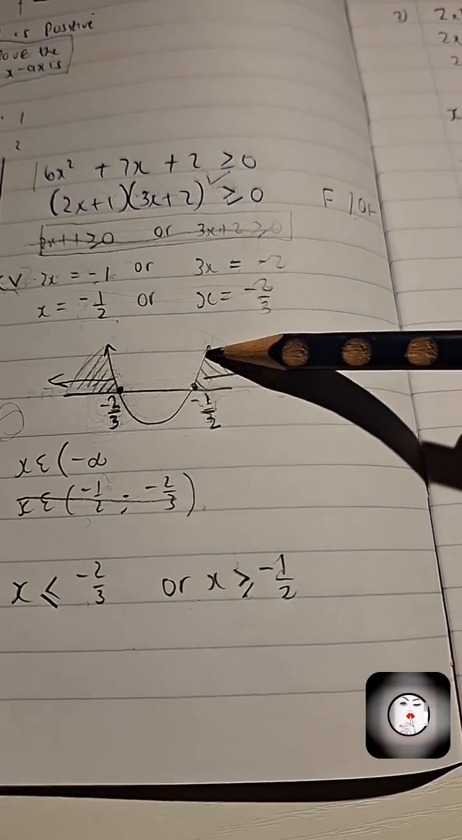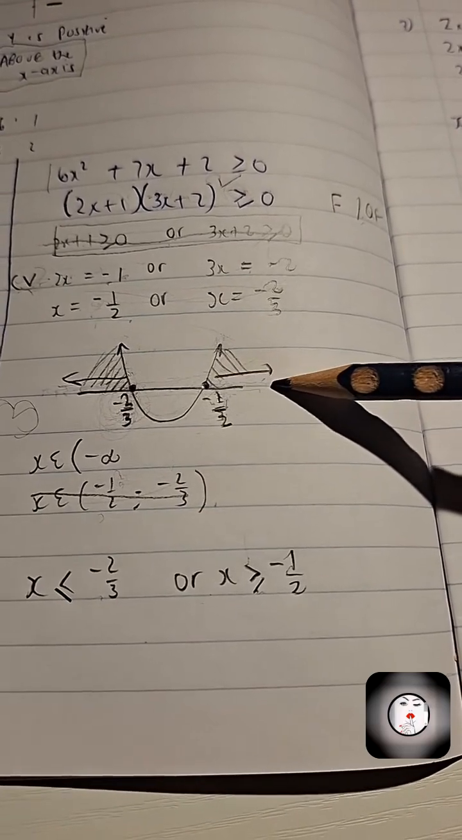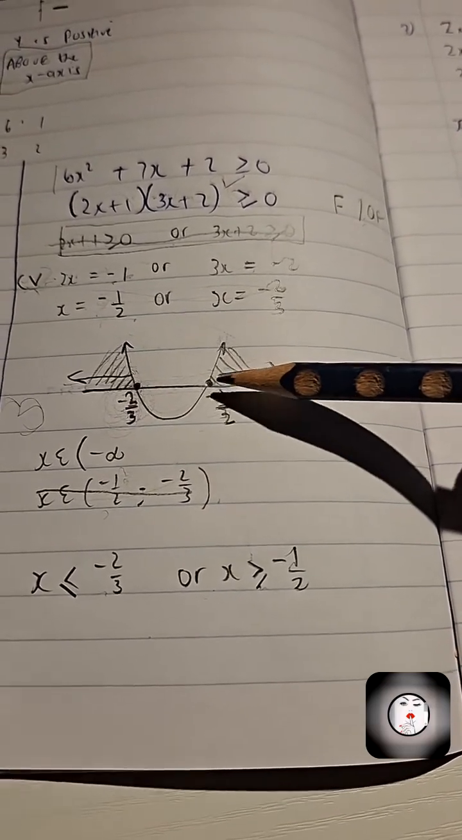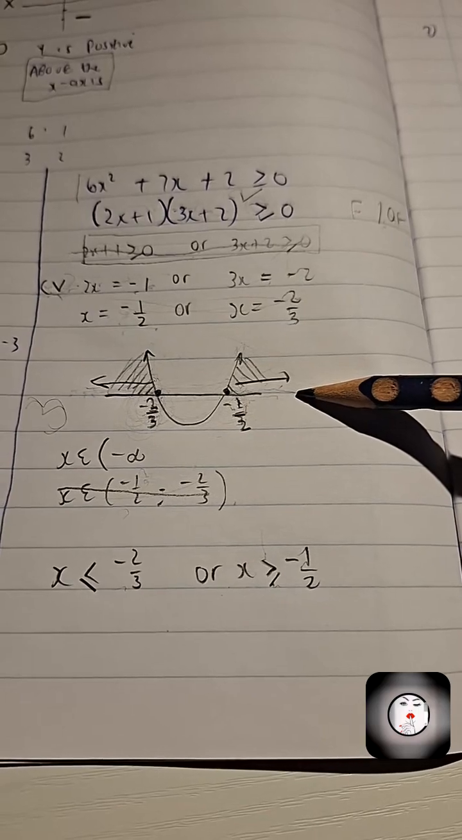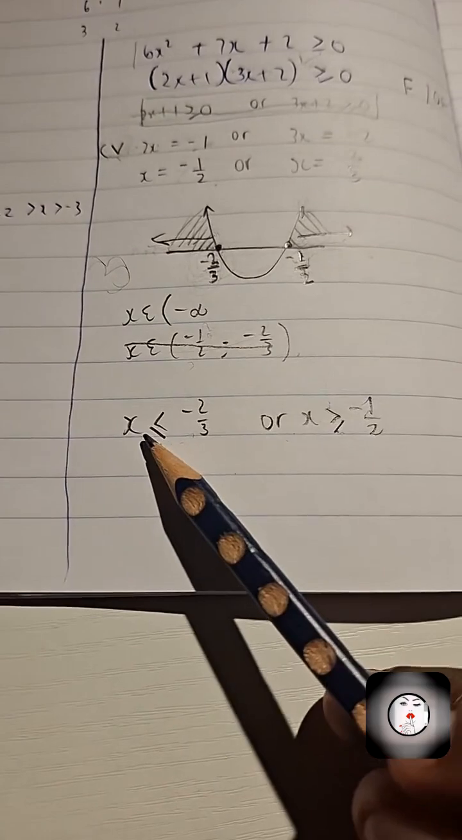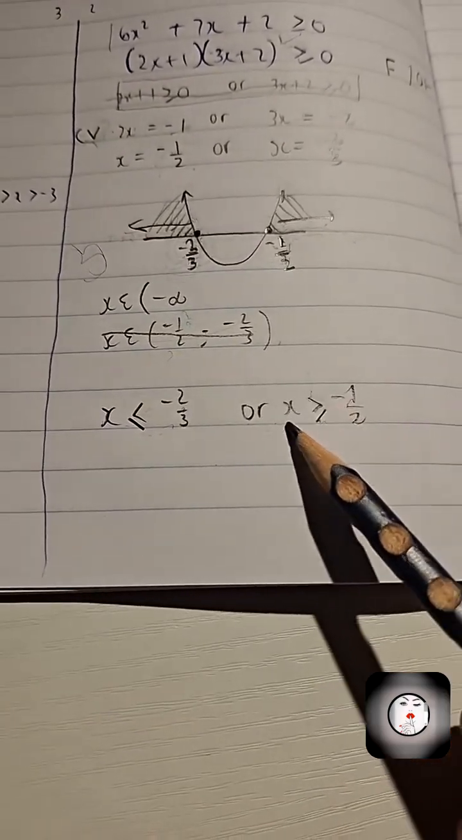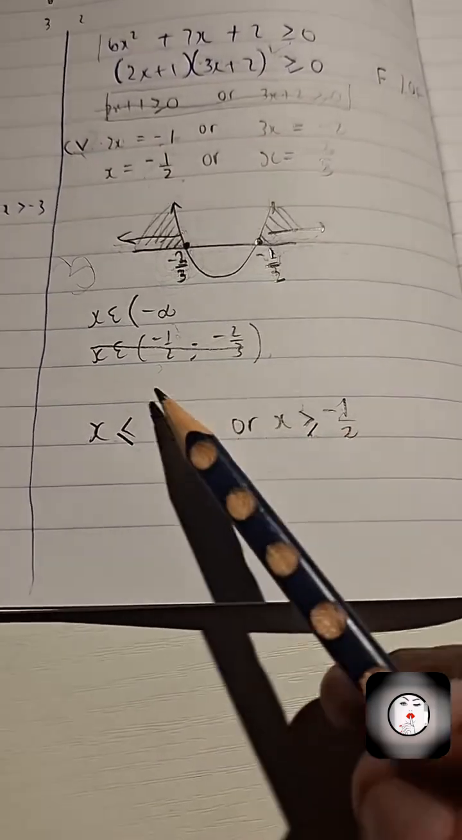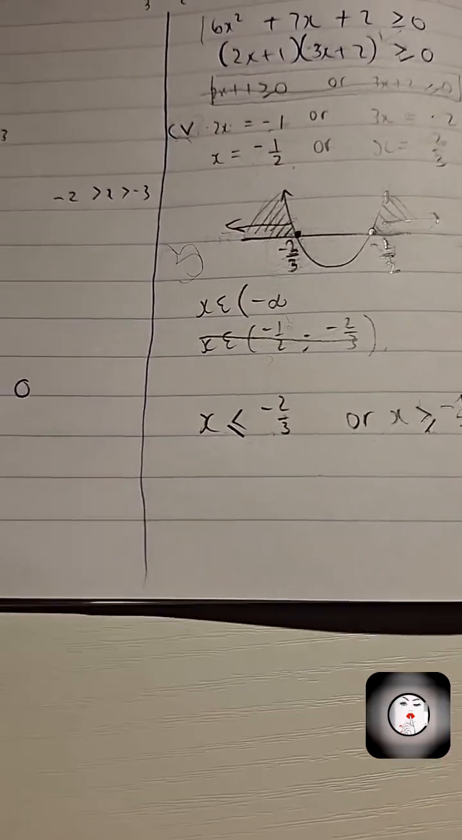But which x values show our function being above the x-axis? It's all the values of x that are on this side of negative half. These are values that are greater than negative half. So you can write your answer as x is less than or equal to negative 2 over 3 or x is greater than or equal to negative half. This is how you could write it in inequality form.